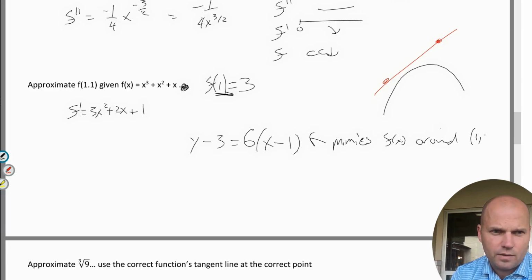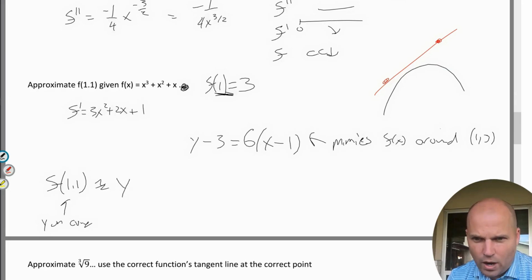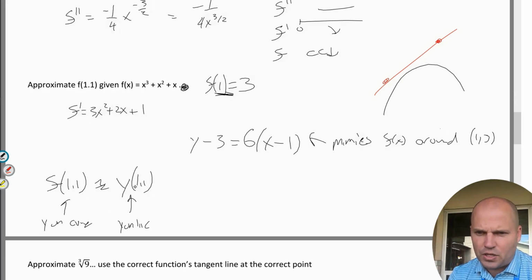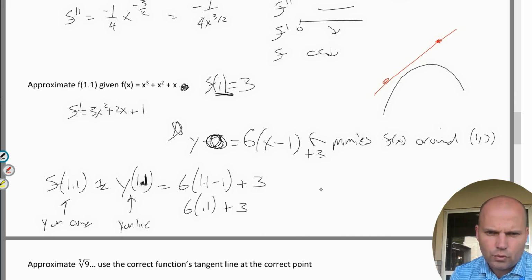around the point (1, 3). So that means if I want to approximate this y value on the curve, I will instead use my y value on my line. Sometimes it's nice to have f being the curve and y being the line. By plugging 1.1 now into my line's equation, solved for y by adding the 3 onto the other side. So I got 6 times 1.1 minus 1 plus 3, 0.6 plus 3, 3.6.